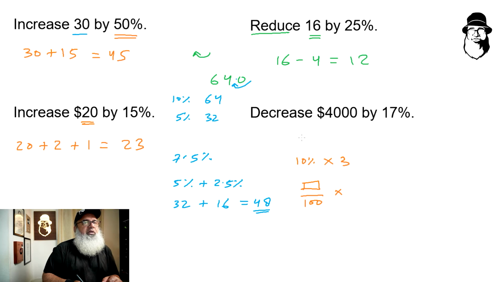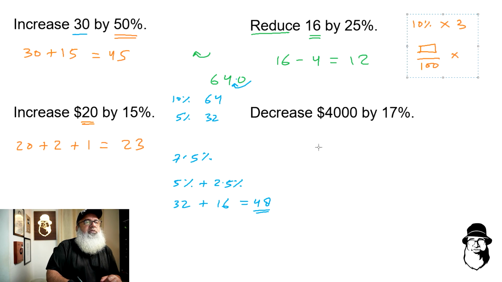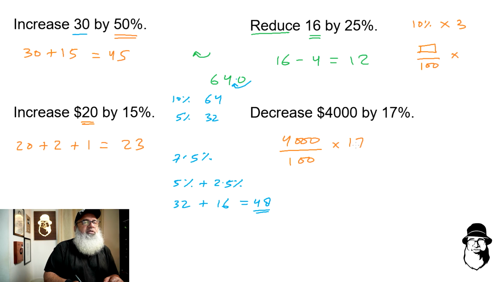And here, decrease 4000 by 17%. Now we don't know 17% directly. So what we'll do is take 1% of 4000. Divided by 100, it will give you 1% and then multiply it by 17.